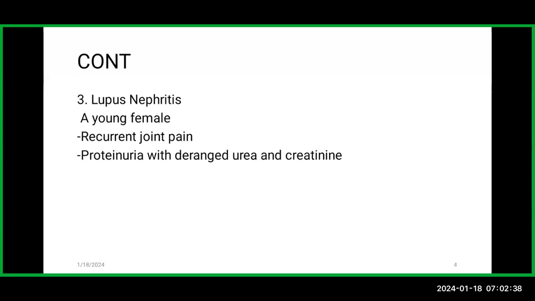So my third differential is lupus nephritis. Yes, there is history of NSAID use as a result of recurrent joint pains. Looking at her age, the joint pain she has could be as a result of lupus nephritis. Looking at the fact that she's young and the joint pain is recurring, though there are other causes of joint pain, I think lupus nephritis is also a differential.